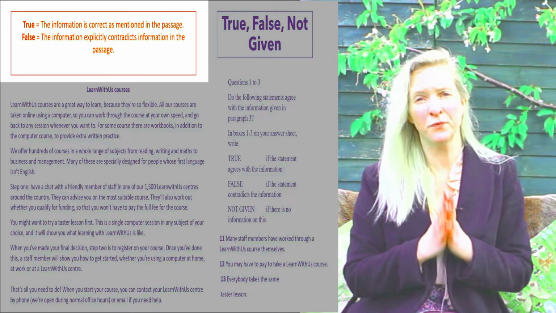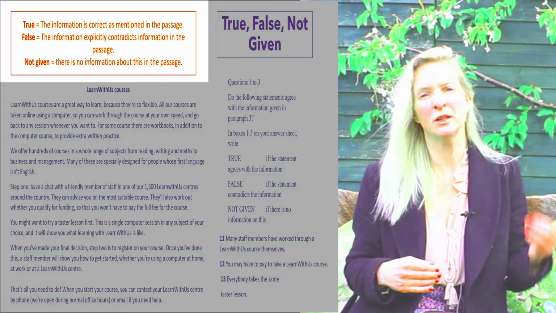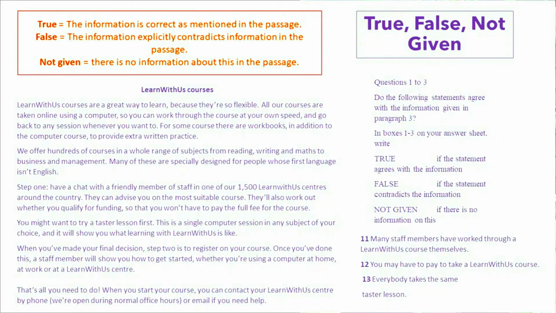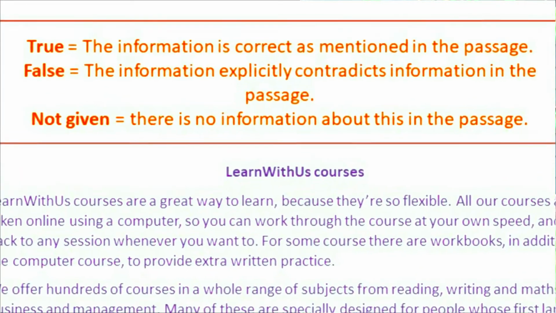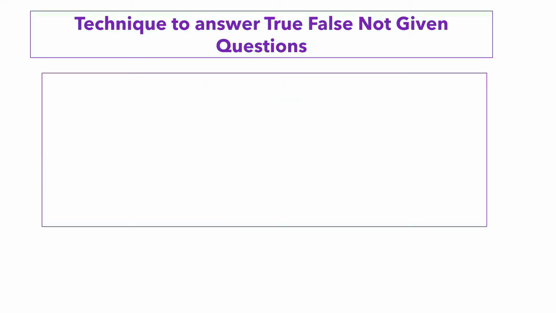If the answer is false, that means there must be some information in the passage that absolutely contradicts that statement. And if the answer is not given, it means that there is no information in the passage that actually validates it. There's no reference at all to it. That means not given. The technique to answer true, false, not given questions or yes, no, not given questions.